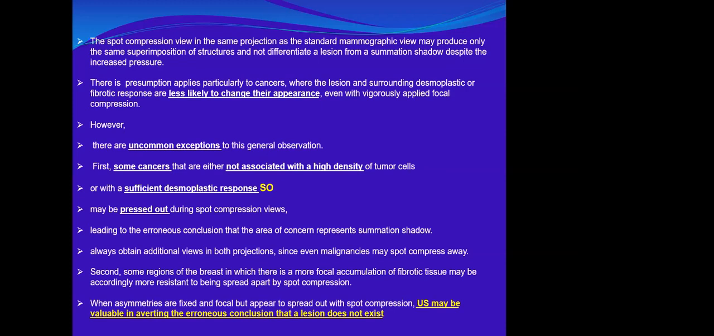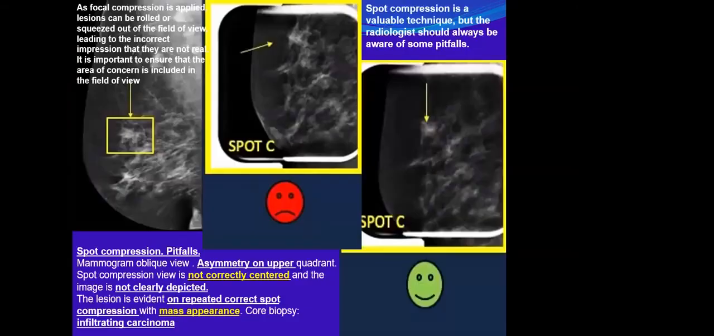So definitely any rules have exceptions, and we have to consider these exceptions. When asymmetries are fixed and focal, but appear to spread away with spot compression, ultrasound may be valuable in averting the erroneous conclusion that a lesion does not exist. We have to use the ultrasound to give better clarification and characterization. And we have to be aware of the pitfalls.